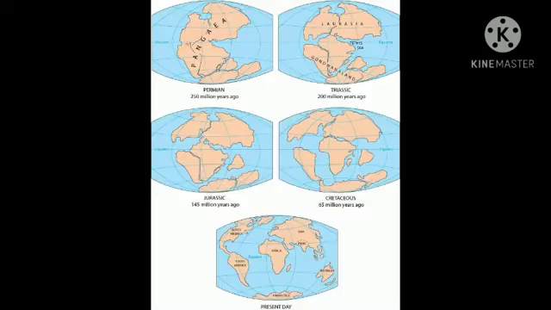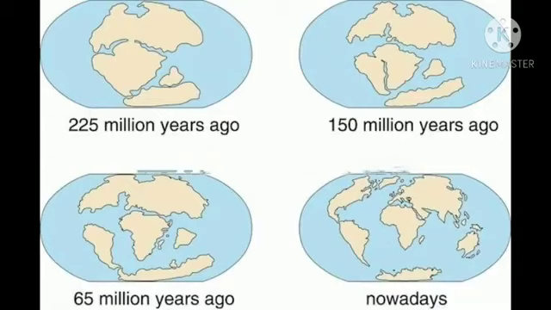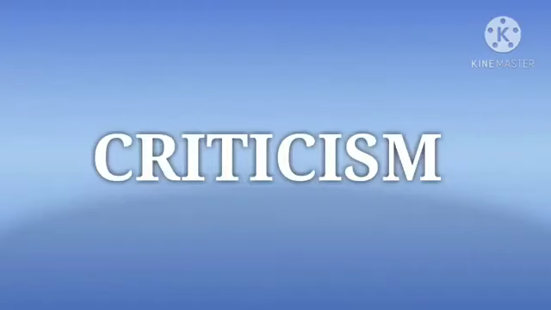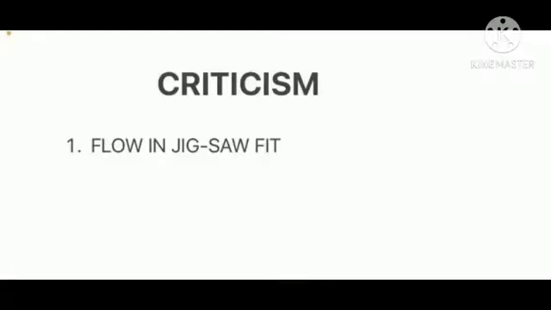Although this theory explained quite a bit about the origin of the Earth, scientists at that time weren't impressed and initially dismissed his ideas. Thus, it has been criticized on several accounts. First criticism: flaw in jigsaw fit. Jigsaw fit is not as complete as claimed by Wegener. If we bring South America and Africa close to each other, their coasts leave a gap of about 15 degrees.